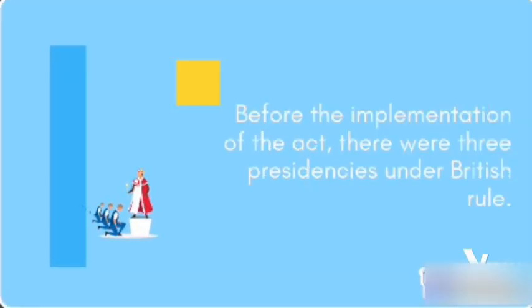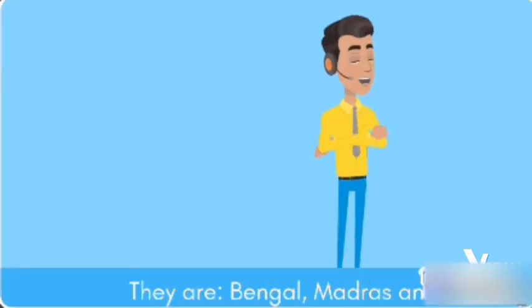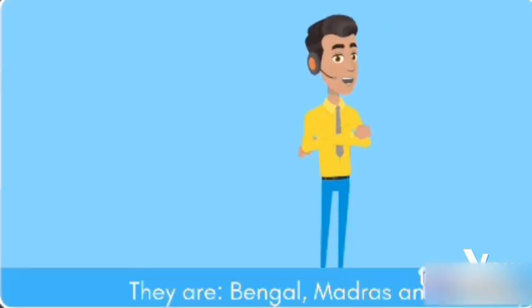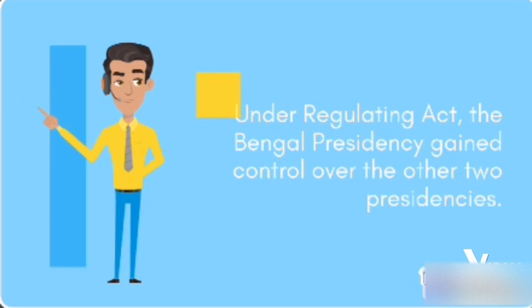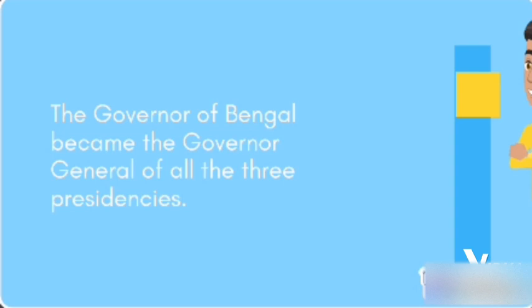Before the implementation of the Act, there were 3 presidencies under British rule. They are Bengal, Madras and Bombay. All these 3 were independent administrative units. Under the Regulating Act, the Bengal Presidency gained control over the other 2 presidencies. The Governor of Bengal became the Governor-General of all the 3 presidencies.